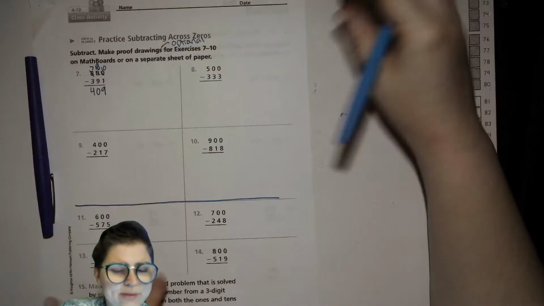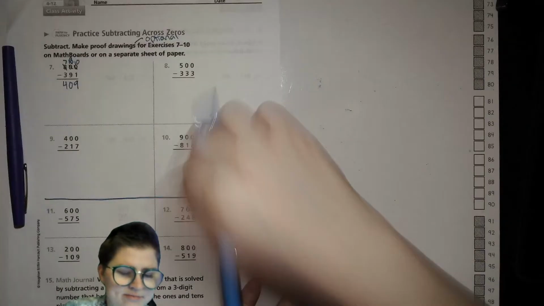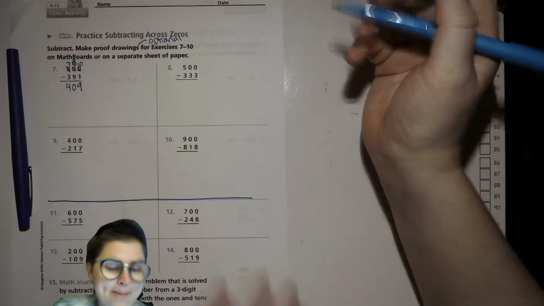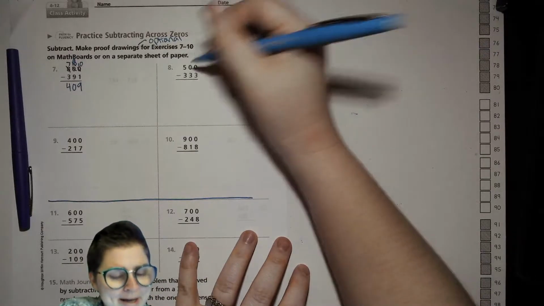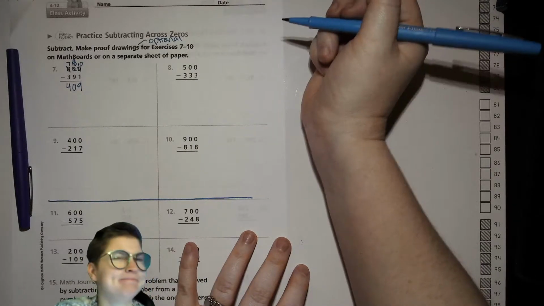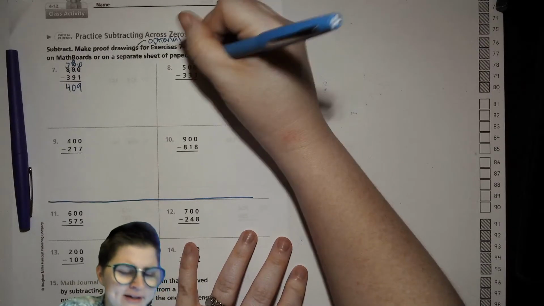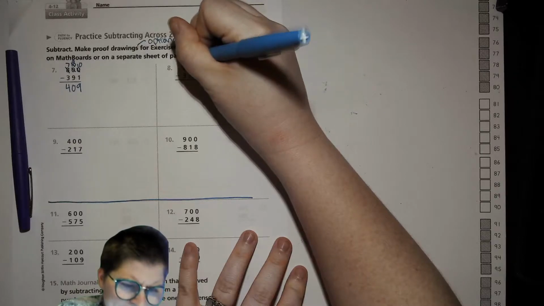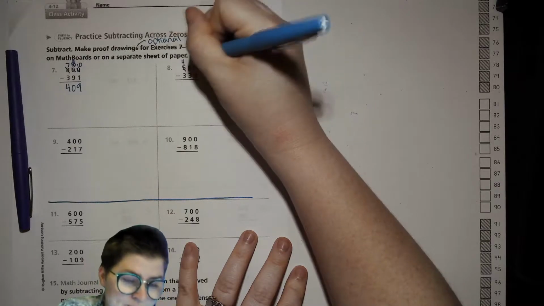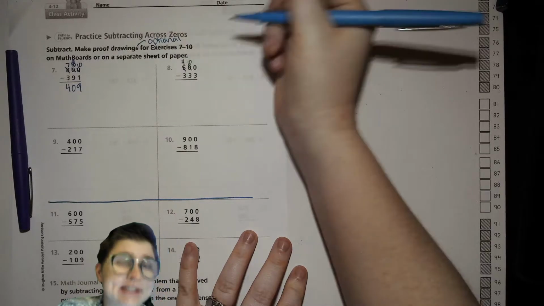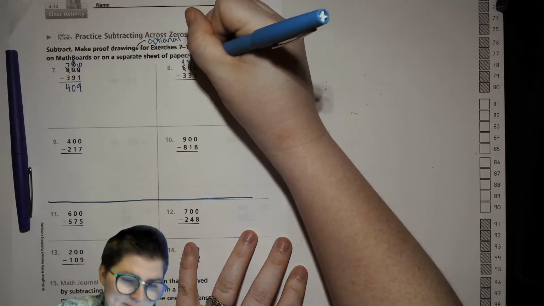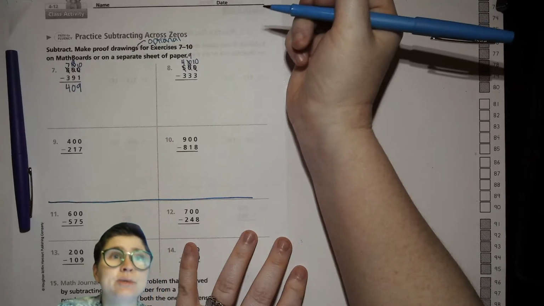I think I'll do my proof drawings for the even ones. How about that? Just in case someone wants to make sure they're doing it right. Okay. 0 take away 3. No, can't do that. Nothing over here, so we go over to our hundreds place, leave 400. Take 1, turn it into 10 tens, have it join the tens place. Leave 9 of those 10s there, they're fine. Bring 1 of those 10s over to the ones place.